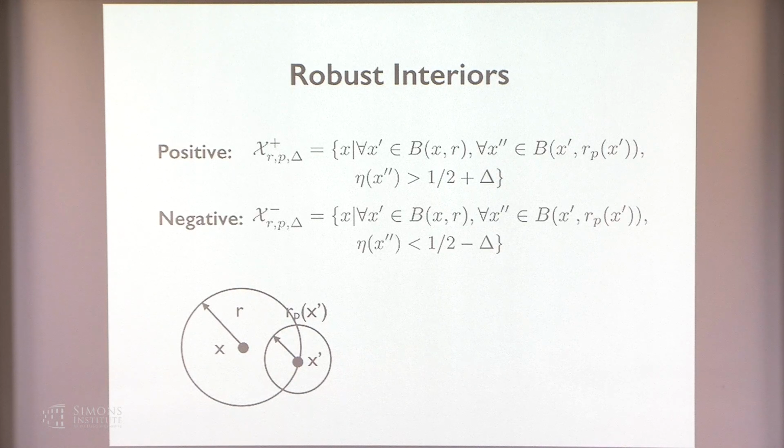Similarly, you can also define the negative part of these robust interiors. And then the (r, p, delta) interior would be the union of the positive and the negative. So I'd like to point out a couple of things over here.